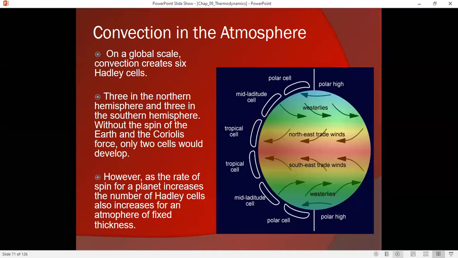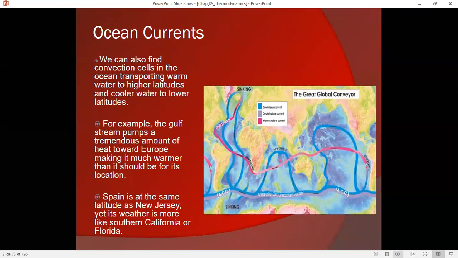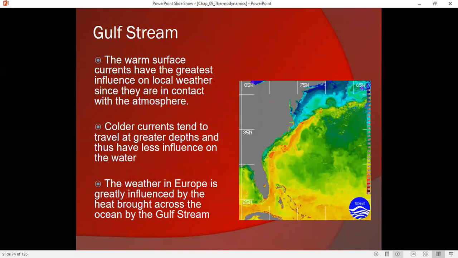So convection powers our wind. It powers the ocean currents. The Gulf Stream will actually send heat to Europe and keep it warmer than it should be. Spain spans the same latitude as we are, but yet it's a much warmer country than New York and New Jersey. That's because of the Gulf Stream. You can see it in this thermal image right here.